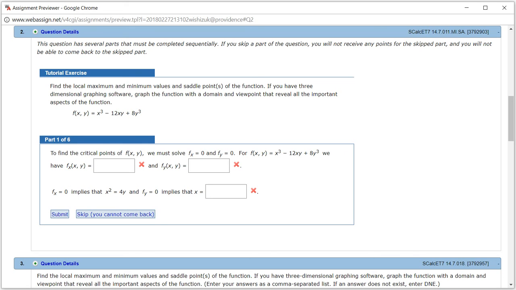All right, let's look at homework 14.7, problem number 2. Let's look at part 1. We want to find the partial derivative with respect to x. Let's find that.